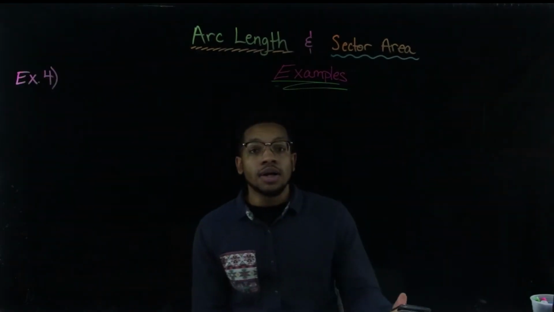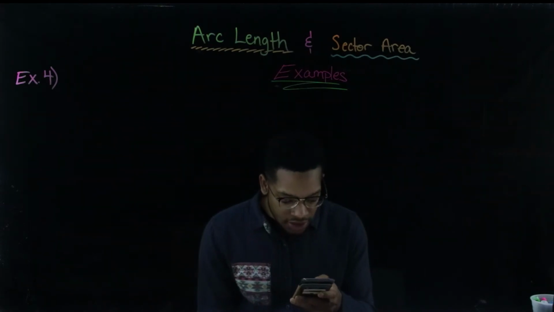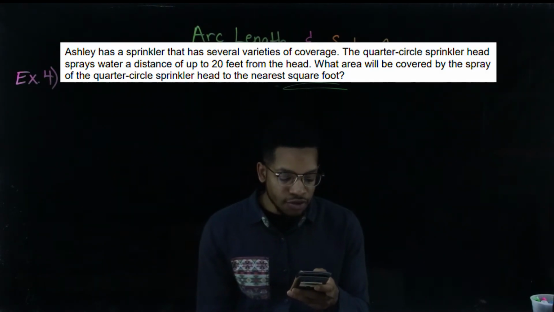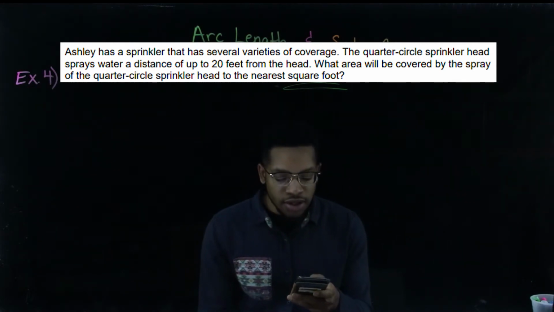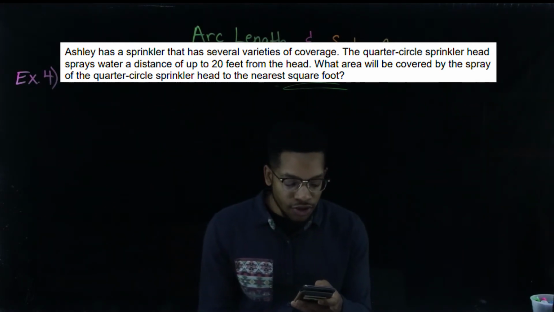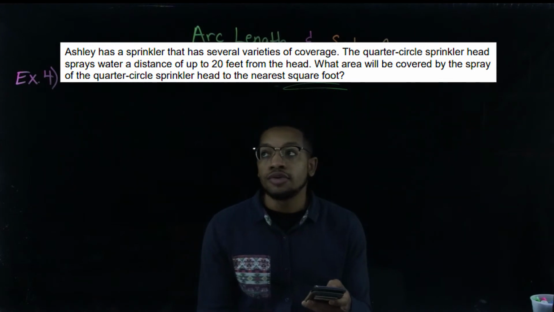So for this last example, I'm gonna just insert it because I don't feel like writing it down. But it says Ashley has a sprinkler that has several varieties of coverage. The quarter circle sprinkler head sprays water at a distance of up to 20 feet from the head. What area will be covered by the spray of the quarter circle sprinkler head to the nearest square foot?